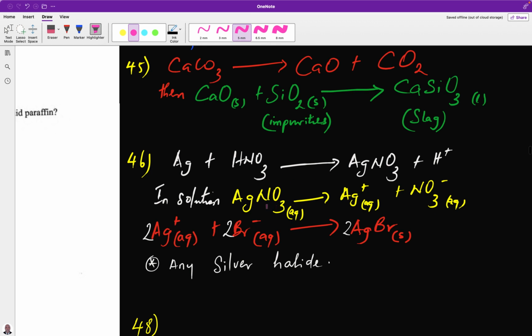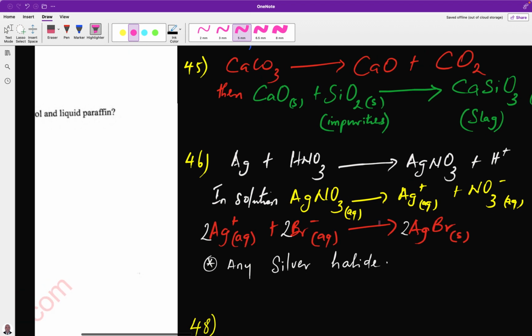In solution, the silver nitrate will dissociate to give silver ions. This silver ion will now react with any of the halides. It could be silver chloride, it could be silver bromide, it could be silver iodide. So any of the halides is possible. A silver halide that is formed will be the compound.